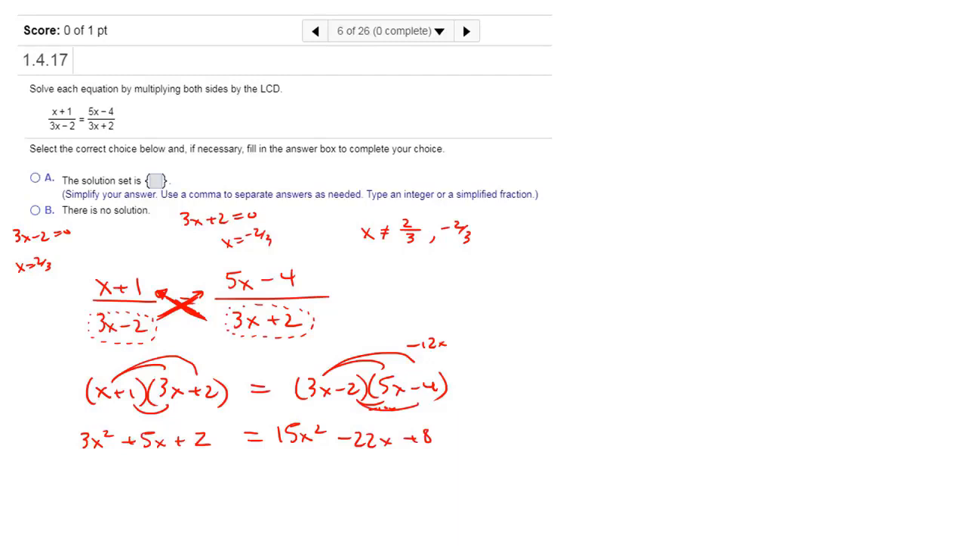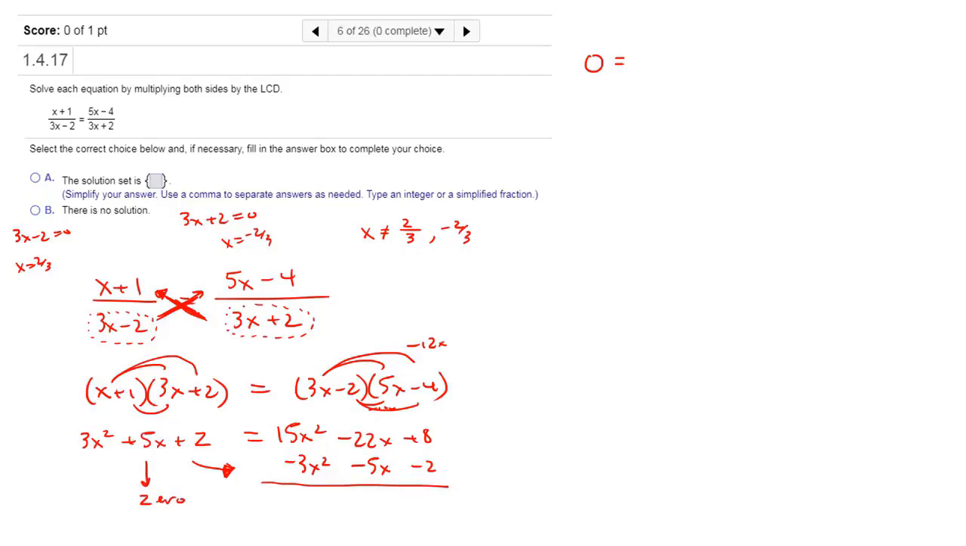Alright, so let's move things around. I think it's easier to move all this stuff over here, because the x squared would be positive here. So minus 3x squared to move it over, minus 5x, minus 2, which is going to be the end product here. I'm running out of room, so let me bring it up to the top here. This is 0, according to the right-hand side, because that all became 0.